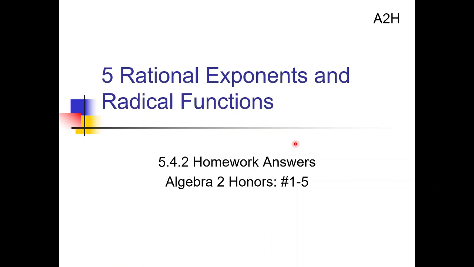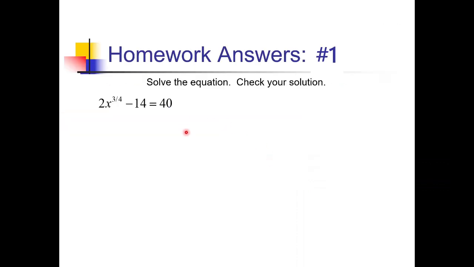Hello there, Mr. Sutton here with the Algebra 2 Honors 5-4 Part 2 homework solutions on solving equations with rational exponents and radical inequalities. On this one, we are trying to solve this equation that has this x to the 3/4. Let's begin by trying to get this x to the 3/4 all by itself.